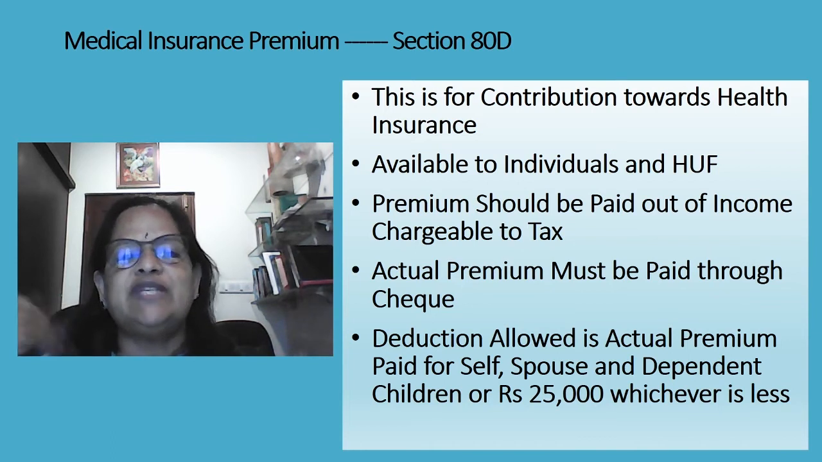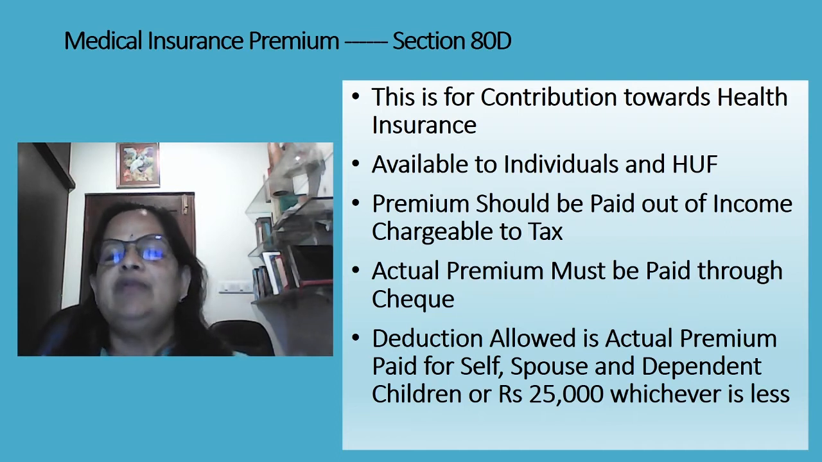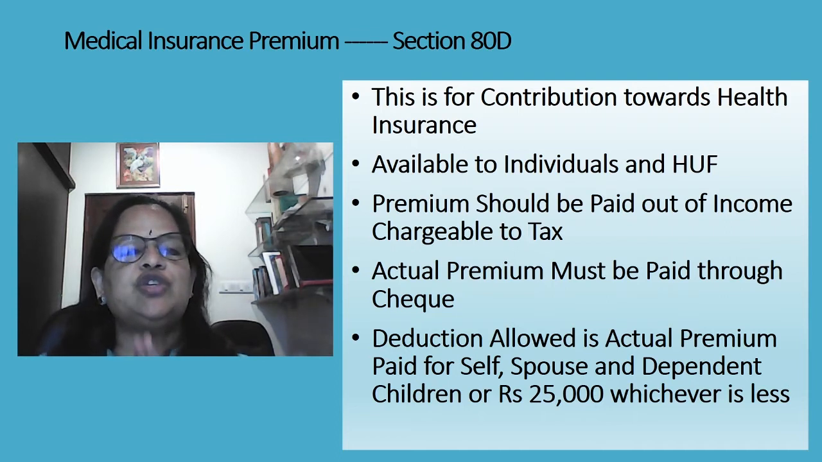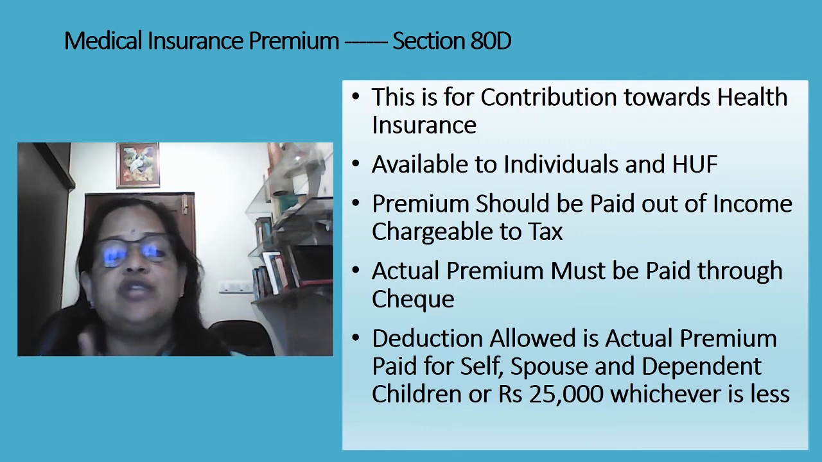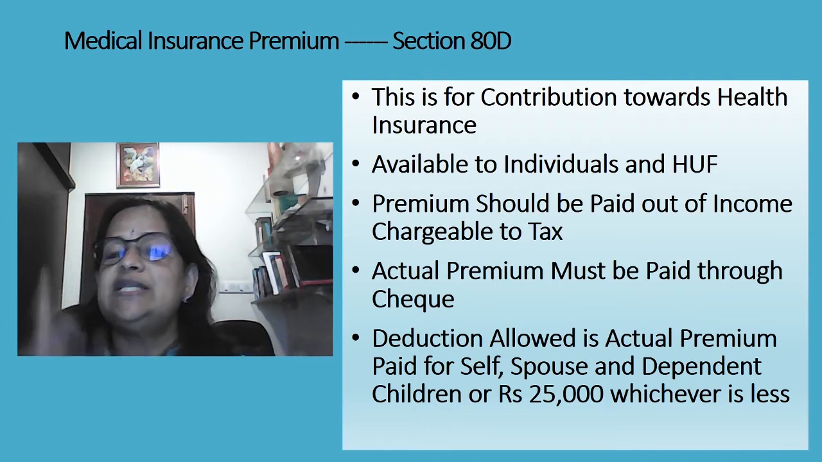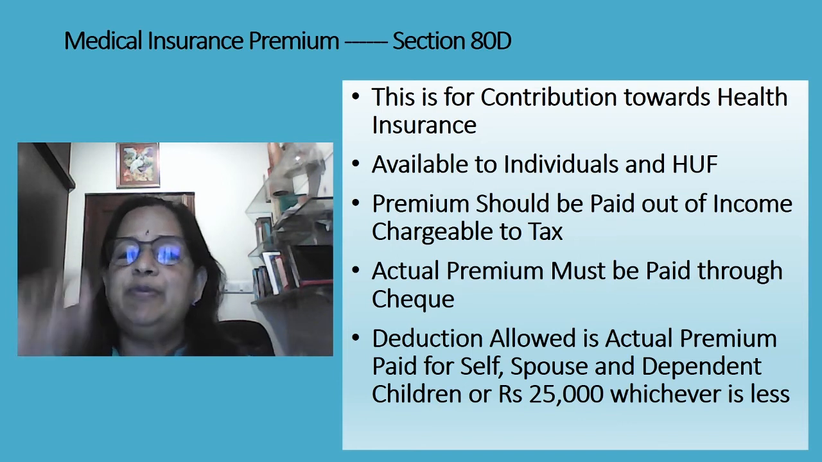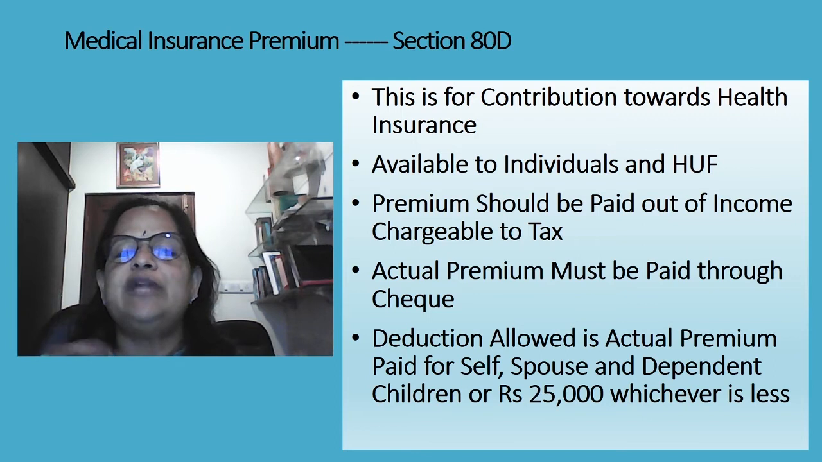In the earlier sections we have seen that it was only individuals. Now the premium should be paid out of income chargeable to tax. See, in other sections also, like 80CCC, I told you income chargeable to tax is important. If you are paying the 80D premium from exempted income, then you will not be eligible to claim this exemption.